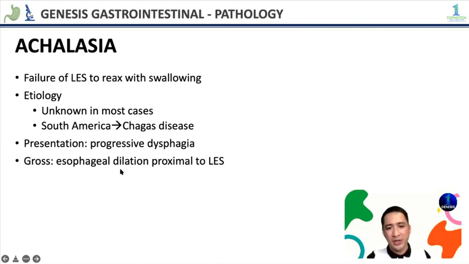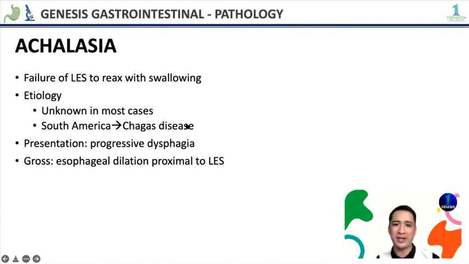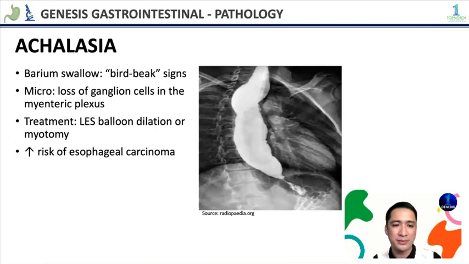So, gross picture, esophageal dilation proximal to the lower esophageal sphincter, and the diagnostic of choice, you select your manometry that will show uncoordinated or absence of peristalsis with high LES pressure. All right, or high LES pressure. So this is the classic barium swallow, the bird's beak appearance. So in some books, they will call it the rat tailing appearance.